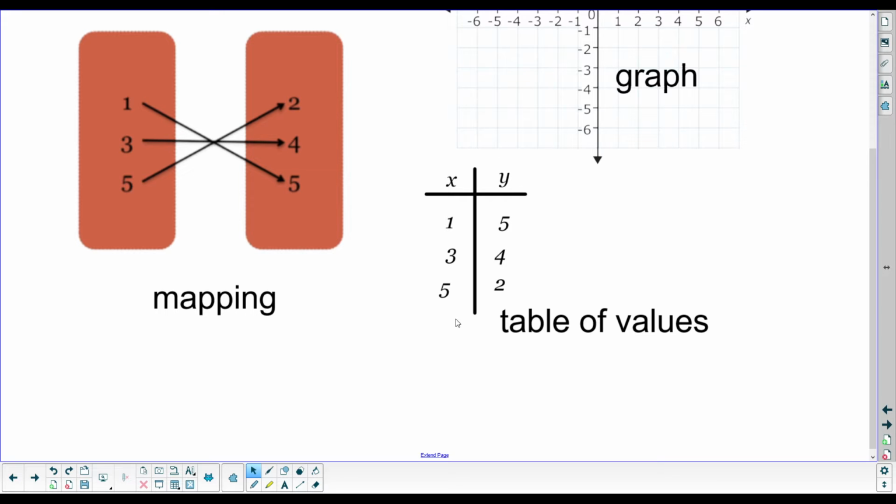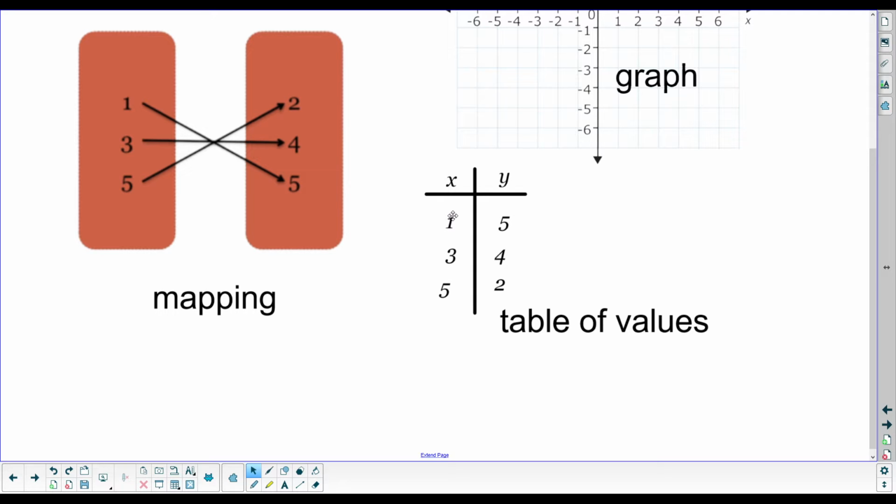Now with the table of values, we list out the X and Y. We show how they're related, right? So the X and Y values that are related are listed with each other. So 1 and 5, 3 and 4, 5 and 2.